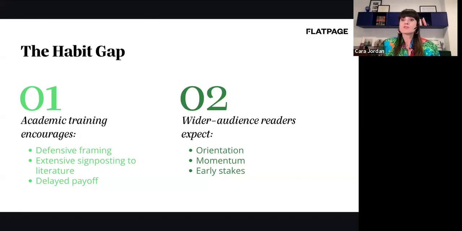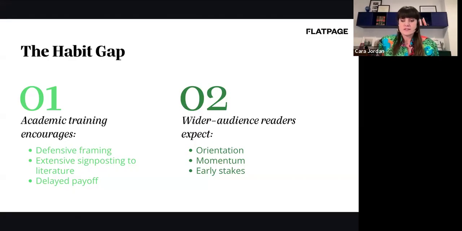Momentum is about movement through a text. Readers should feel that each section is carrying them somewhere, not circling or restarting. And momentum is often what distinguishes a book that people admire from a book that people actually finish. You want to tell a story that has a cadence and that holds readers' interest and attention throughout.